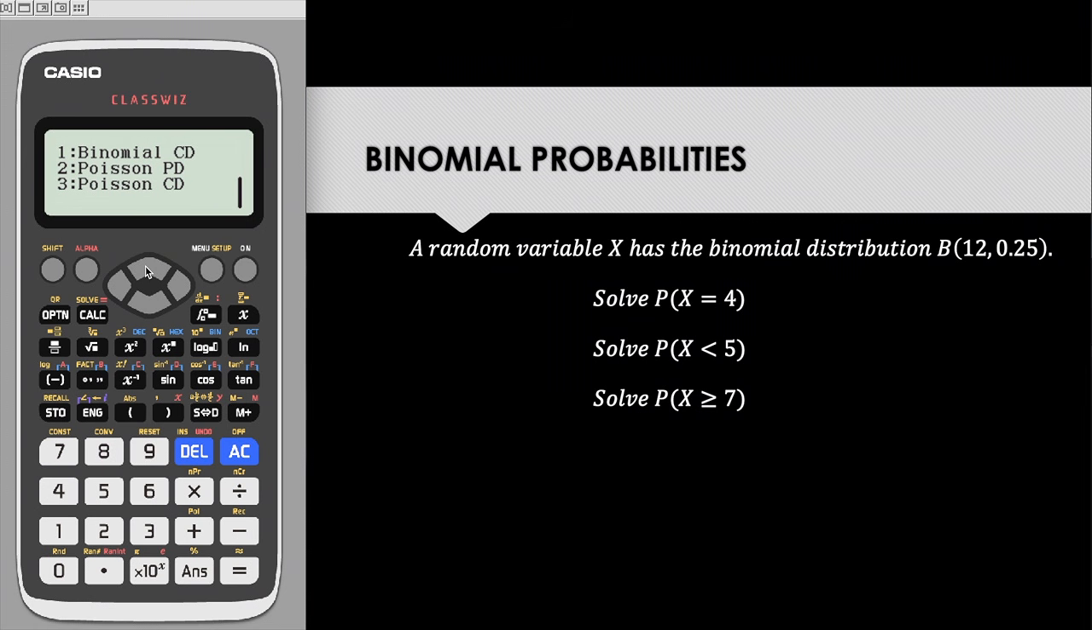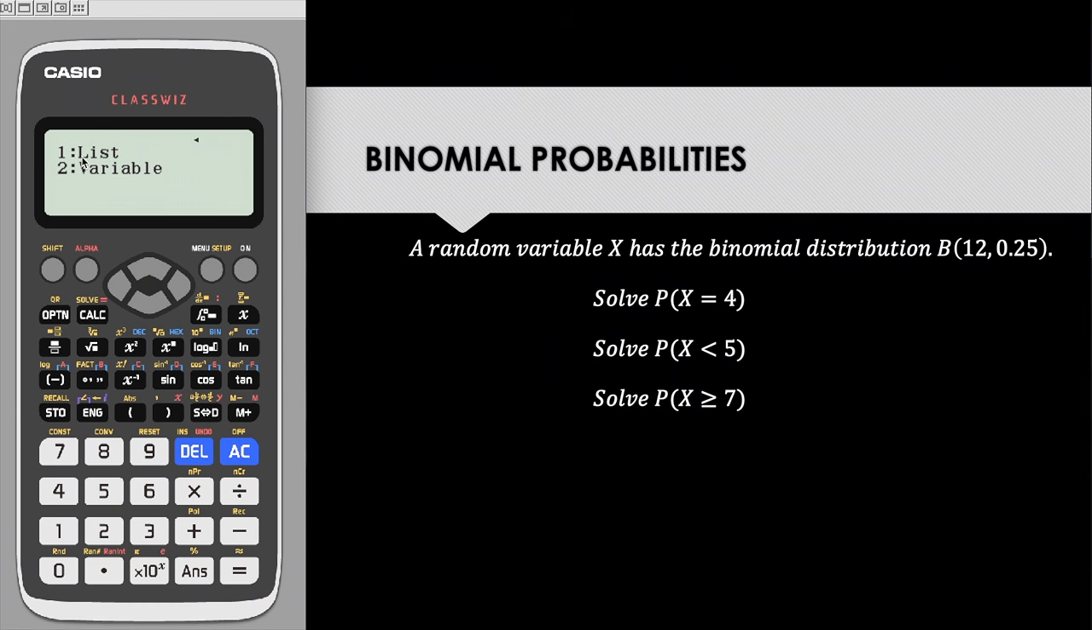Now, if you're trying to find the probability of one value of X, you need to use the option binomial PD, which stands for probability distribution. If you've got a question where you've got the probability that X is less than or equal to some value of X, then you're going to use binomial CD, which stands for cumulative distribution. So for the first question, we've got one X value, X is equal to 4, so we're going to use binomial PD. So I'm going to select option 4.